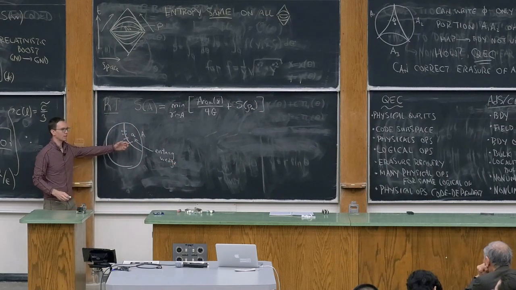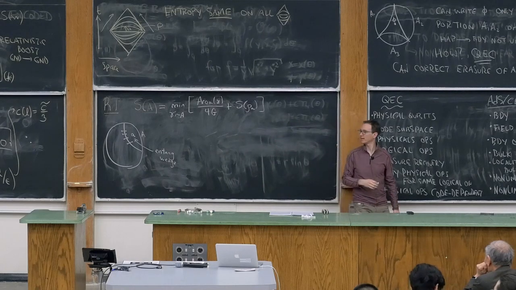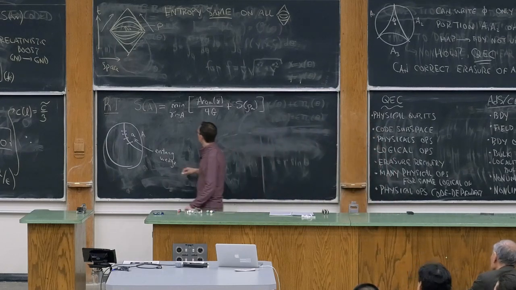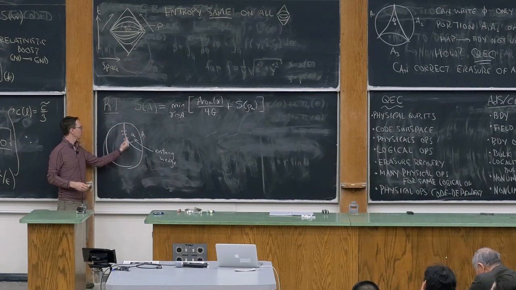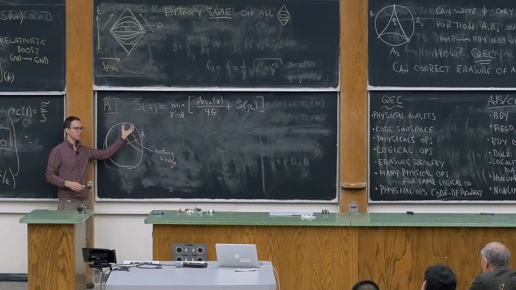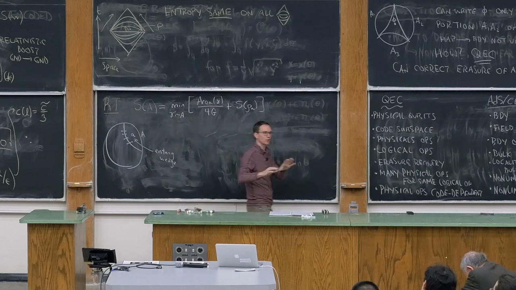So this is the part of the bulk that gamma and A together are the boundary of, right? And so we have to include the area term, and then we also have to include the entropy of the density operator corresponding to the fields that are living on that background. Okay, so there are two contributions.